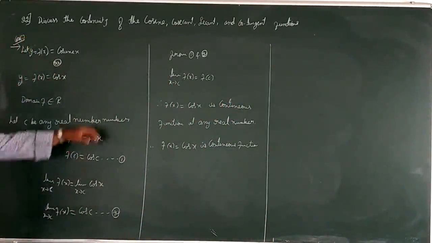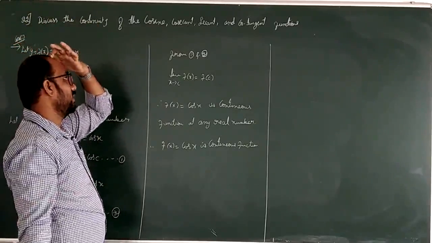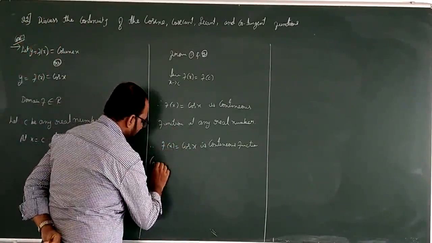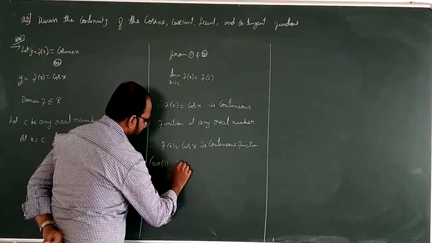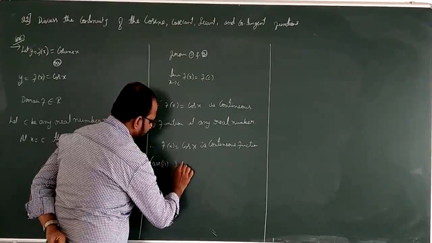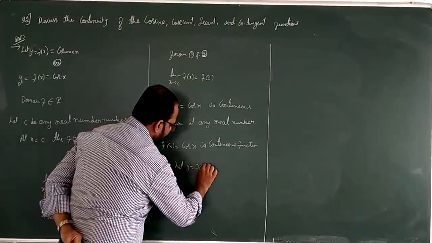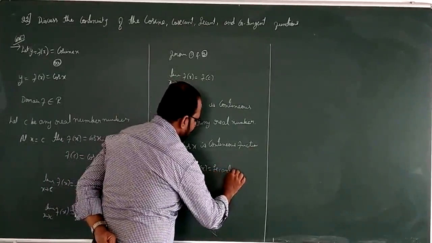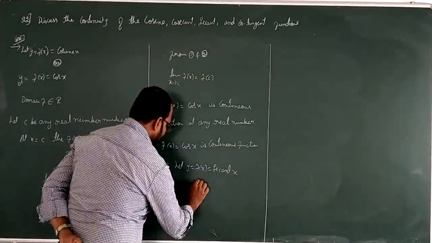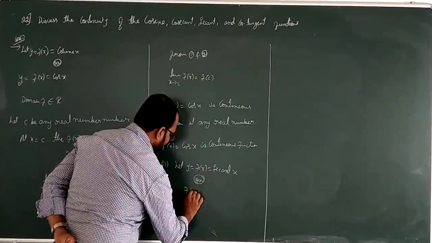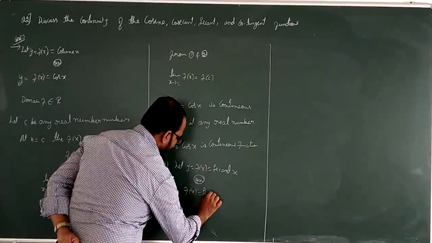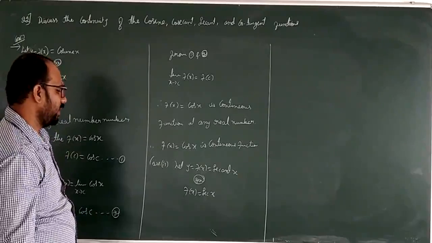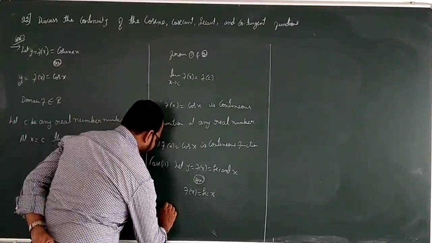Next one. Cos x is done. Take secant, secant x. Case 2, that is let y is equal to f of x is equal to secant x. Or we can write f of x is equal to sec x. Write the same.